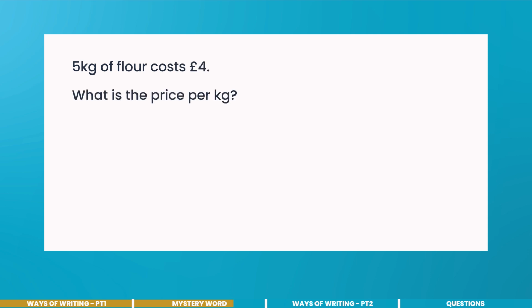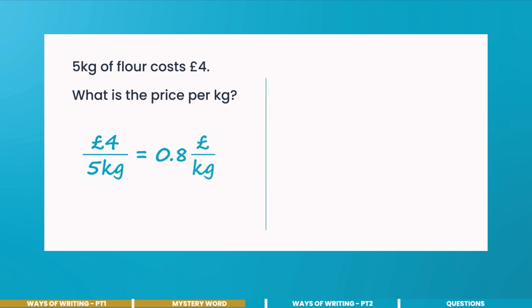For example, if you get a question that says 5 kilograms of flour costs £4, what is the price per kilogram? Well, we have per kilogram, so the kilogram goes on the bottom, so that's 5 kilograms, and the other number goes on top, so 4/5, which simplifies to 0.8 pounds per kilogram.